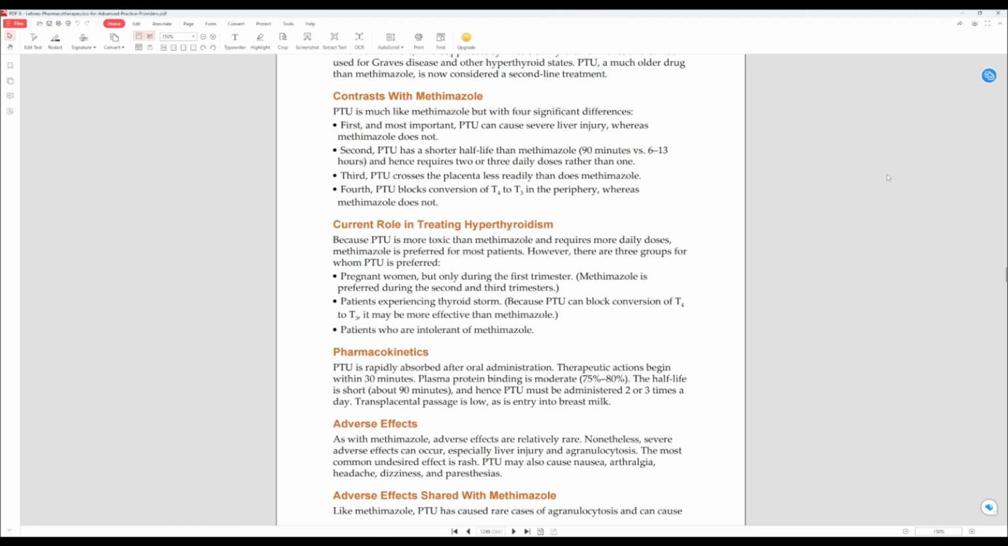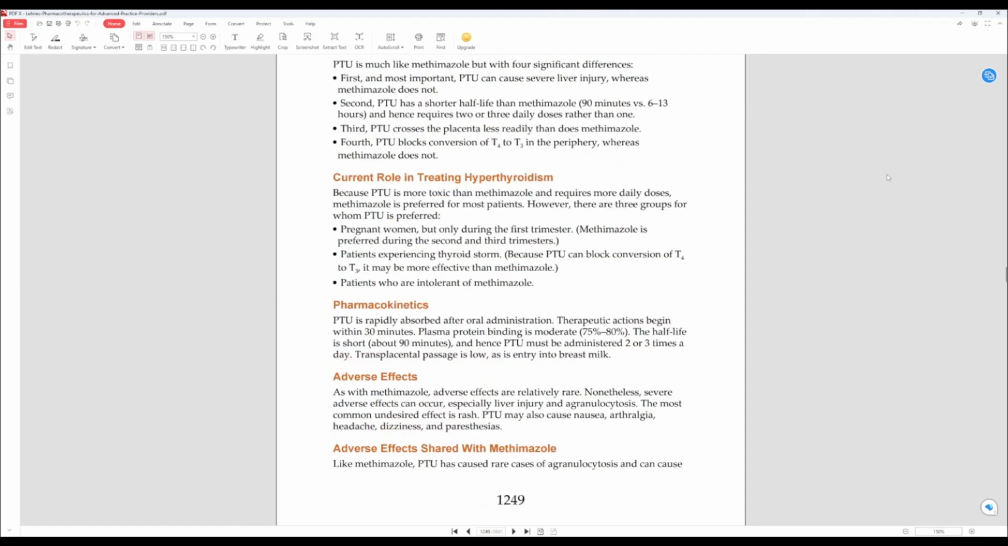PTU can cause severe liver injury, whereas methimazole will not. Secondly, PTU has a shorter half-life than methimazole, 90 minutes versus 6 to 13 hours, and therefore requires 2 to 3 doses daily rather than just the 1. Third, PTU crosses the placenta less readily than does methimazole. And fourth, PTU blocks the conversion of T4 to T3 in the periphery, whereas methimazole does not have that effect.